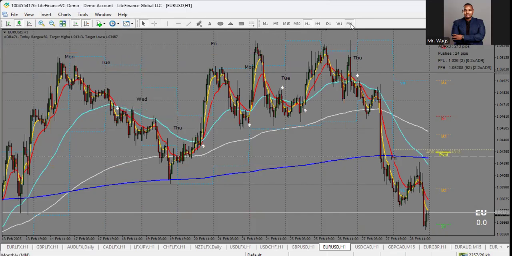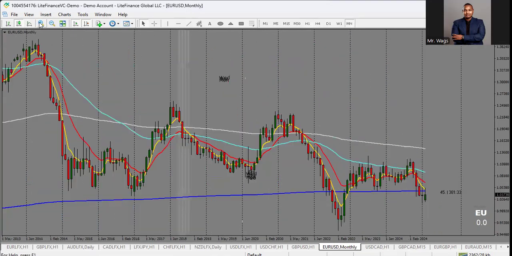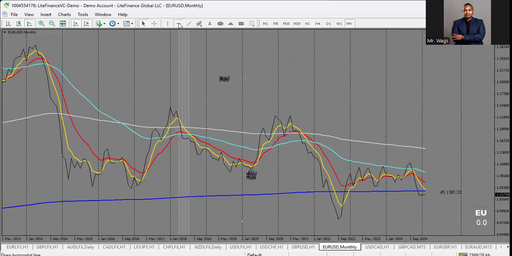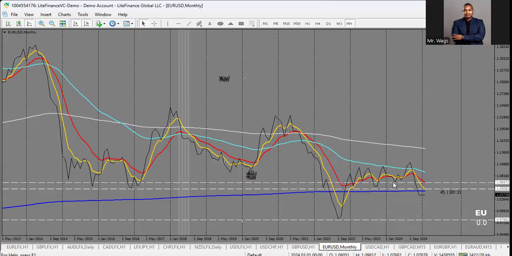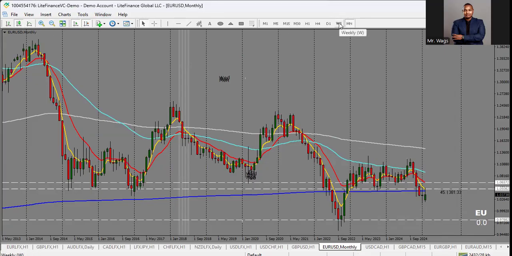But let's analyze from the monthly time frame to see. On the monthly, as usual, we'll be looking at areas of support and areas of resistance that are close to the current market price, and we use the line chart to get the exact price levels. Okay, so there we have it. We also have an order block here.